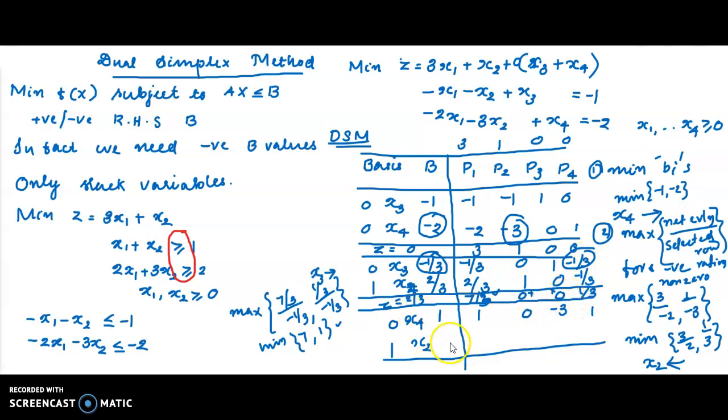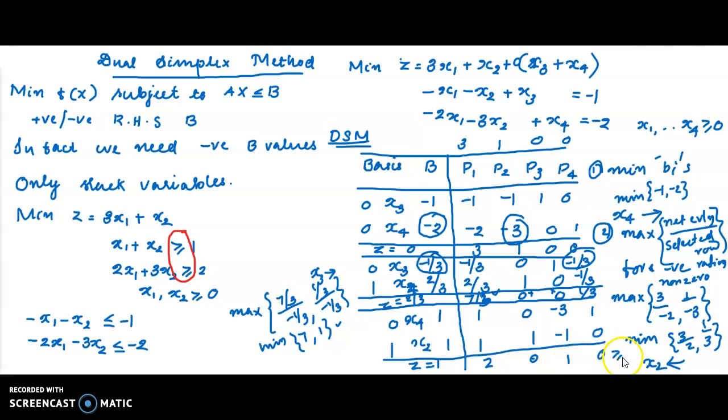2 by 3 plus 1 by 3, that is 1. 2 by 3 plus 1 by 3, 1. 1 plus 1 minus 0, 0 minus 1. Minus 1 by 3, minus of minus 1 by 3, that is 0. Then z equal to 1. Net evaluations 3 minus 1 is 2. 1 minus 1 is 0. Then 0 plus minus minus 1 plus 1, 0.